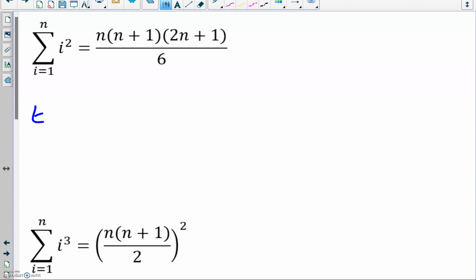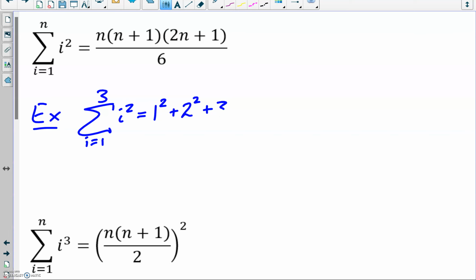So let's take a look at an example here again, where I am going to go from i equals 1 to 3 for i squared. So we're going to have 1 squared, then plus i goes up to 2, and we'll square that, and then plus i goes up to 3, the last one, and we'll square that. And you'll get 1 plus 4 plus 9. You add all those up, you get 14.